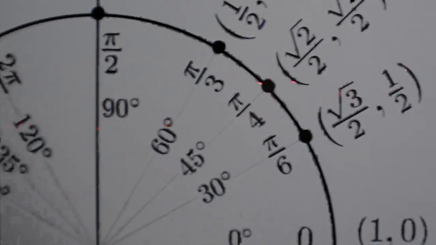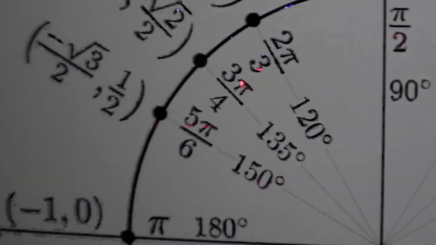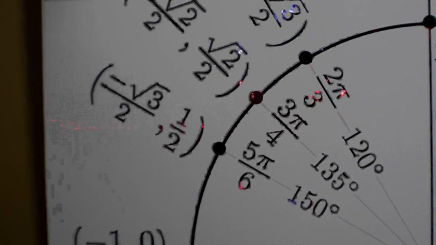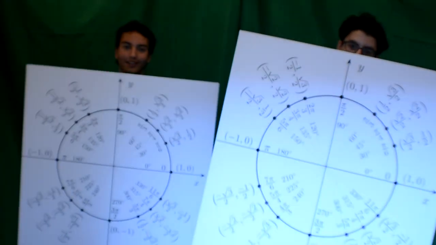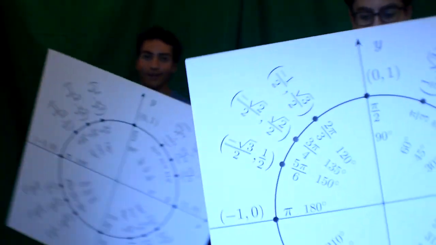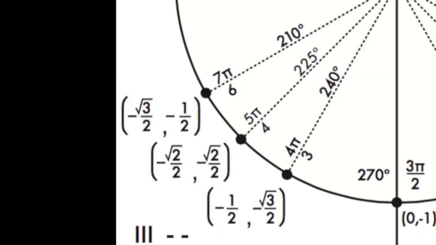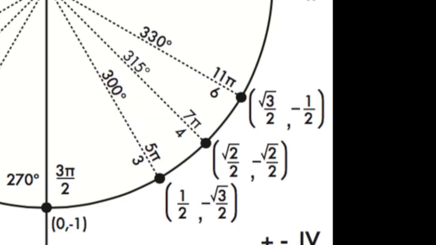Start with 120, that converts to 2 pi over 3. Add 15 some more, converts to 3 pi over 4, and add 15 again, and your radian is 5 pi over 6. Now we're at 180, which converts to pi. We're done with the second quadrant, it wasn't hard. By pi over 180, let's move on to the third and fourth.